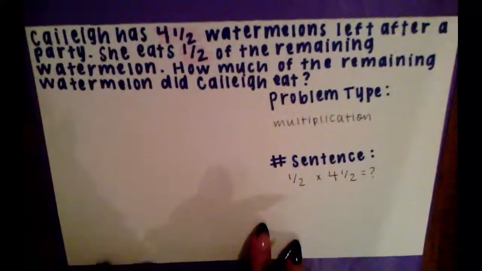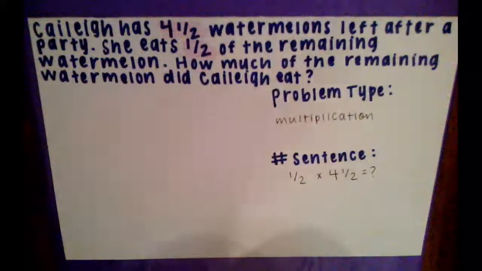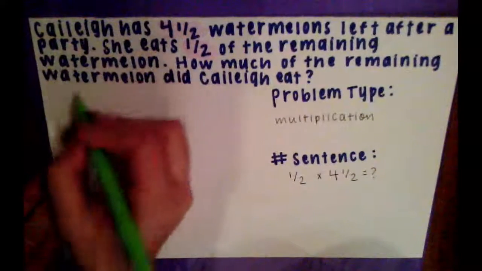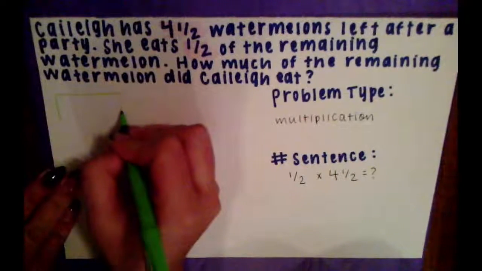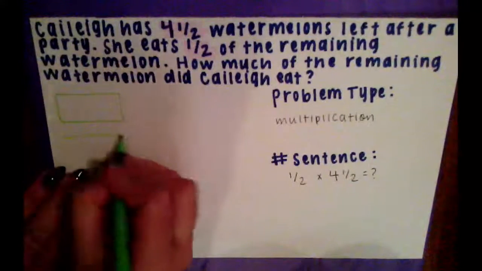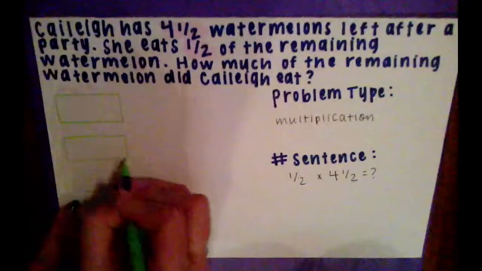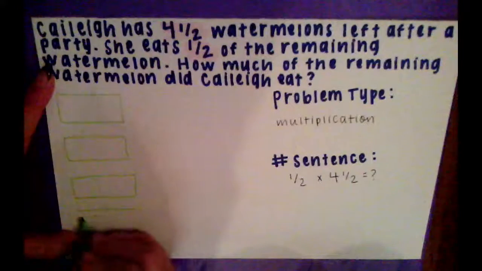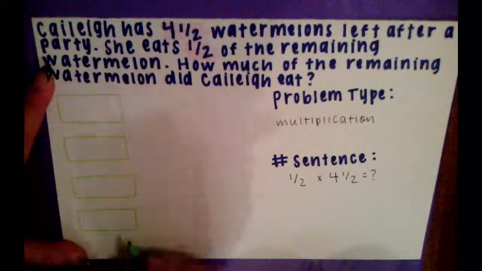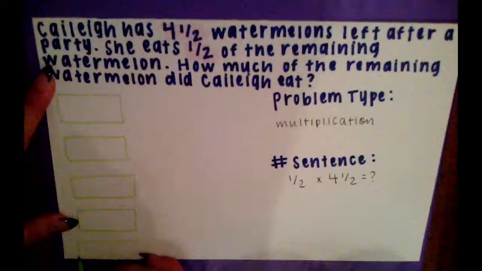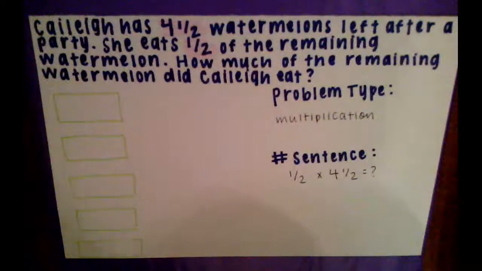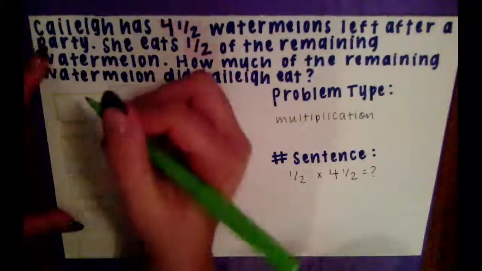So to be able to set up this problem, we're going to start drawing out what we know. Since we have 4.5 watermelons left, we're going to draw 5 whole watermelons to represent our watermelons. And one more. Okay, so now that we have those 5 down, we're going to start dividing into 2 equal pieces because we have that extra half.